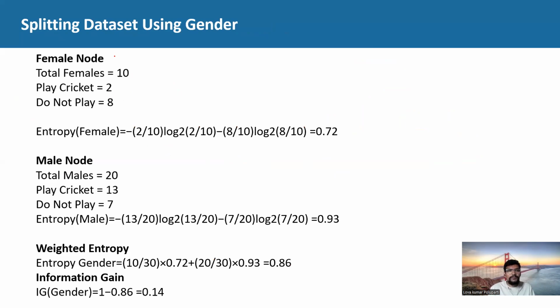Now I'm going with gender. This is the column I have taken. For females, 10 people are total, 2 are playing and 8 are not playing. I apply the same entropy formula: 2 by 10 for play and 8 by 10 for not play. I get 0.72 for the female node. Keep this value aside. Same for males: 20 students are there, 13 play and 7 do not play. The same thing I use here, 13 with play.